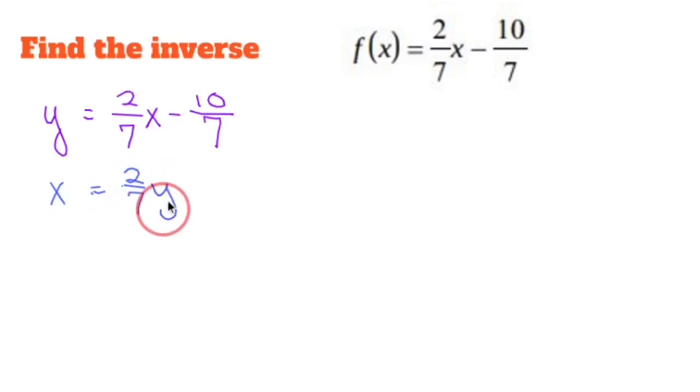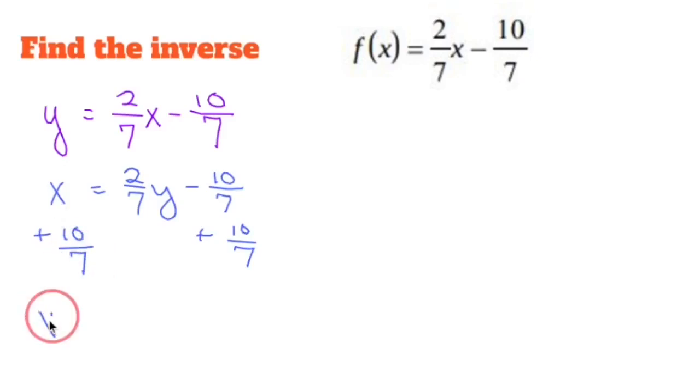Now my job is to solve for this new y. So I have myself a literal equation where I have to get y all by itself. Step number 1, add 10 over 7 to both sides. x plus 10 over 7 don't combine, so I just have x plus 10 over 7. That's going to equal 2 over 7 y.